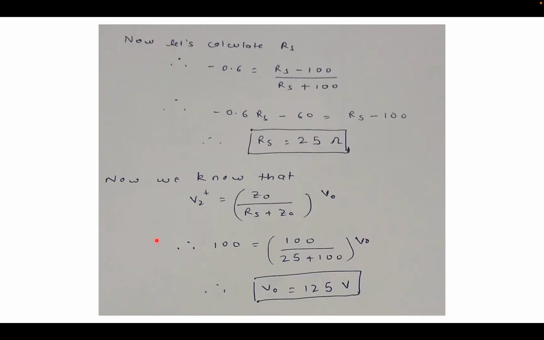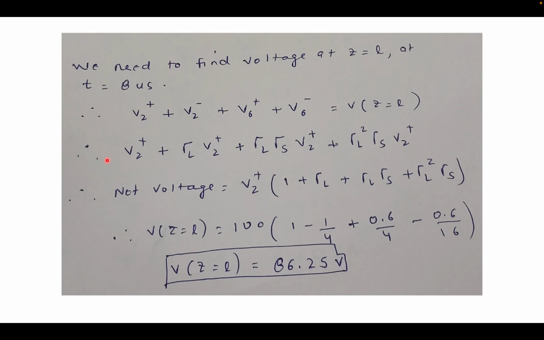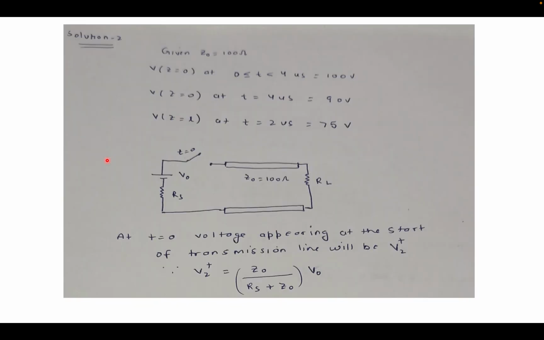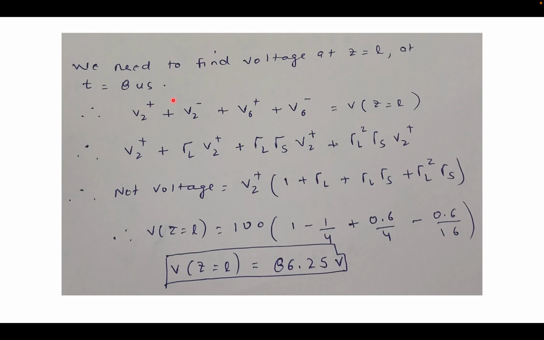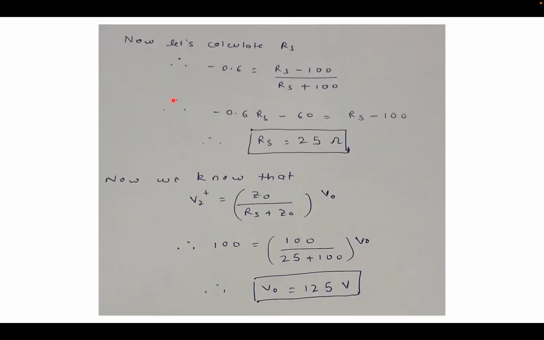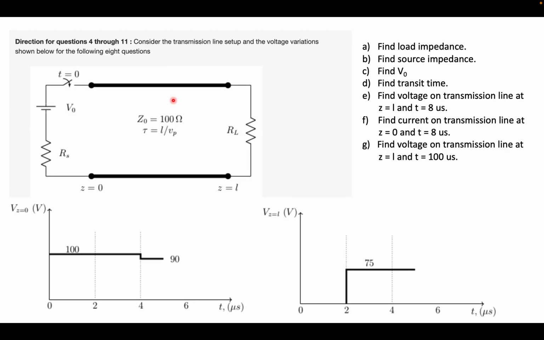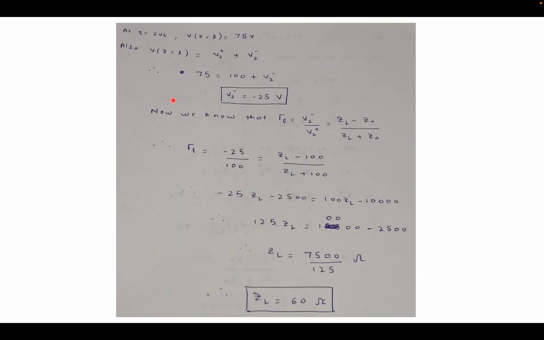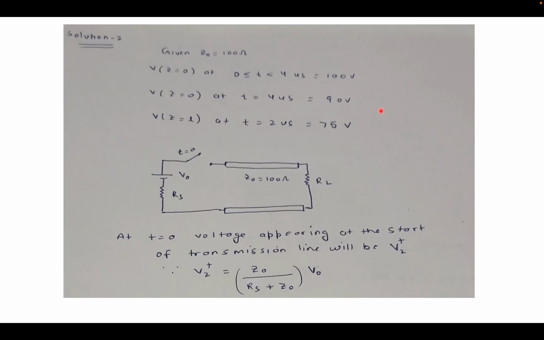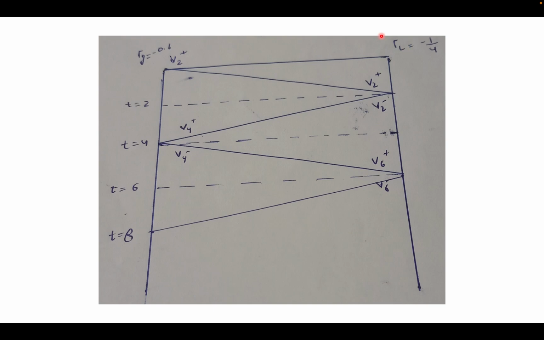Now, I forgot that in this problem we are asked for Z equal to L, so we need to draw a boundary at Z equal to L. If I draw a line at Z equal to L and ask for the total voltage at T equal to 8 microsecond, you see there are only four things you are crossing: V2 plus, V2 minus, then V6 plus and V6 minus.